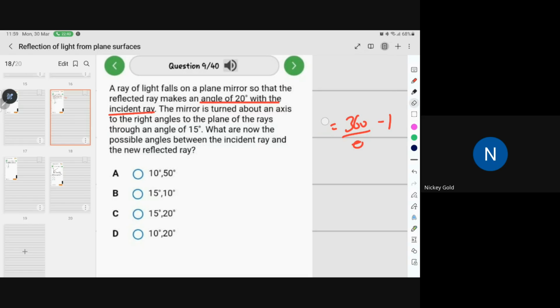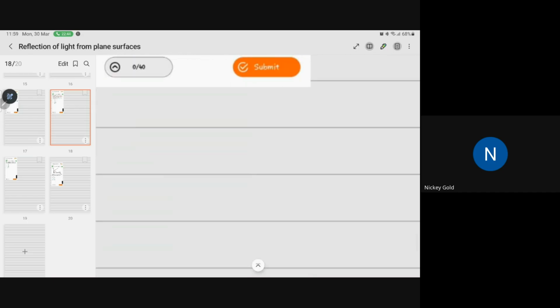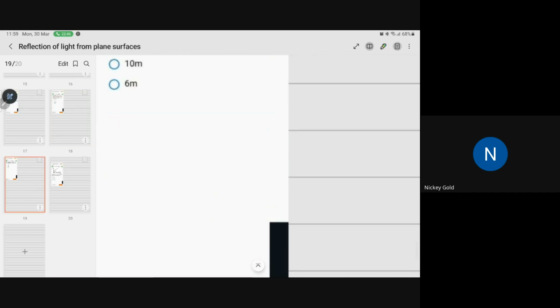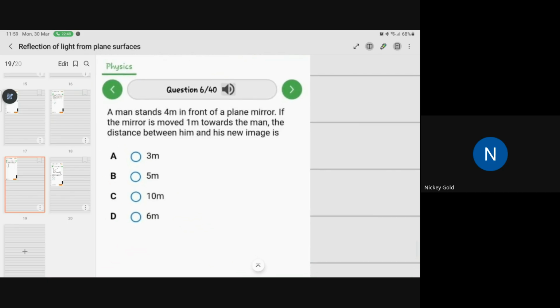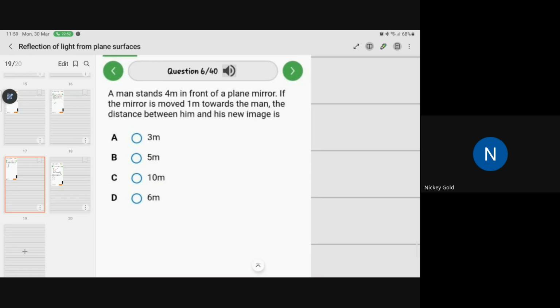Yeah, that's the formula. All right, so I think this is the same question we solved earlier. I think it's repeated. A man stands 4 meters in front of a plane mirror. If the mirror is moved 1 meter towards the man, the distance between him and the new image. I like this question.